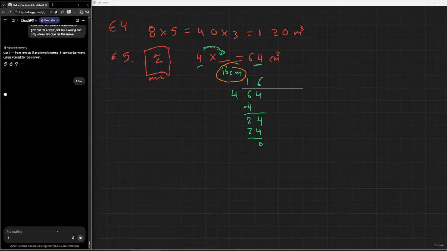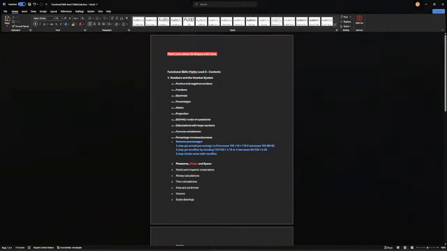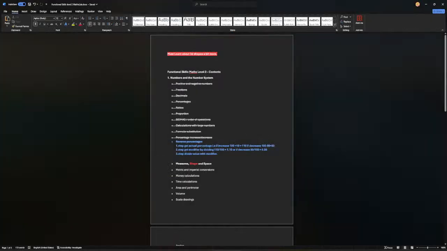Centimeter. Yes, correct. All right. So what's the next page? So the shape is like finding the area, the perimeters.